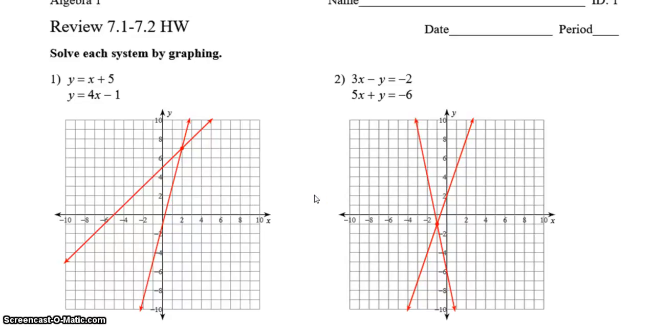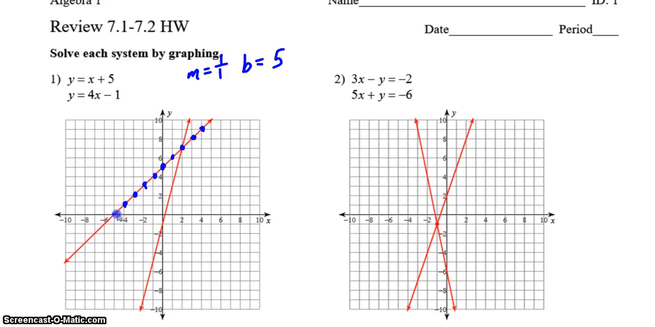Welcome. This is a review of the homework from last night, which has the elements for your quiz today. So if you look at this first example, we have y equals x plus 5. So y is already by itself. So m equals 1 over 1 and b equals 5. So this line starts at 5. It goes up 1 and over 1 all the way through.